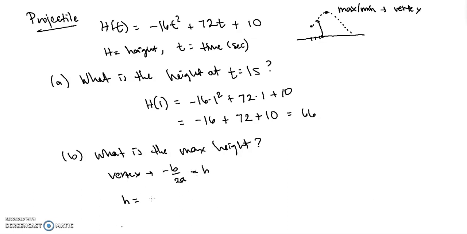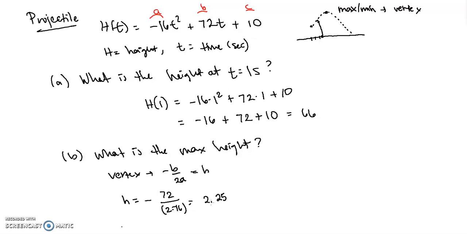All right, so we've got negative b over 2a. Here's our a, here's our b, here's our c. So that's going to give us negative 72 over 2 times negative 16. That's going to come out positive, and 72 over 32 is 2.25. Drat, I wanted that to be a whole number. I didn't do it right in my head. Okay, so that's okay. h is 2.25.